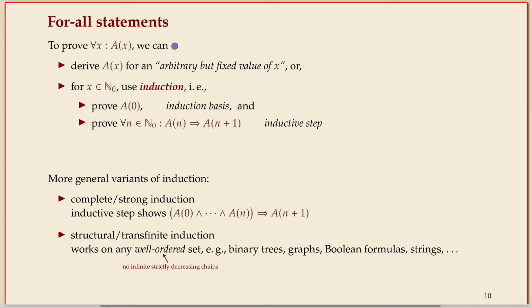So we're talking about for all statements. These are the tricky ones. For all x, A of x. And now I'm thinking of x not being any real number, but it has to be something discrete. So the easiest case is natural numbers. Okay? So the statement here has to say something about natural numbers. Yep.